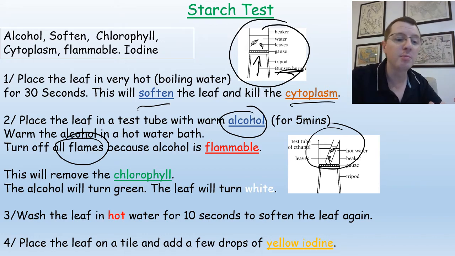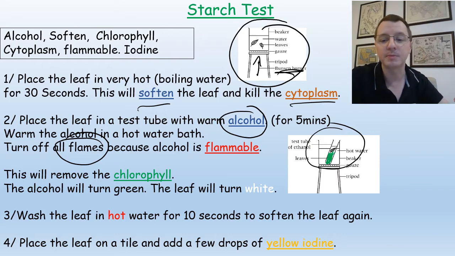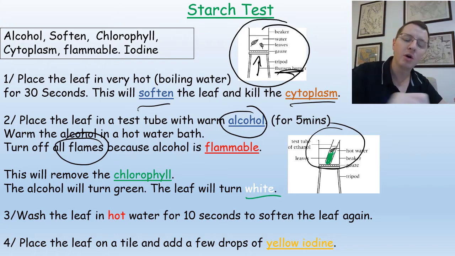So this will actually remove the chlorophyll and the alcohol will turn green. After 5 minutes or so, you'll find that you've got a large amount of green alcohol in your test tube. The longer you can leave it in, the better, because the more chlorophyll is removed and the clearer you will see the colour change at the end. So the alcohol removes the chlorophyll and turns green, but the leaf therefore has lost its chlorophyll and turns white.